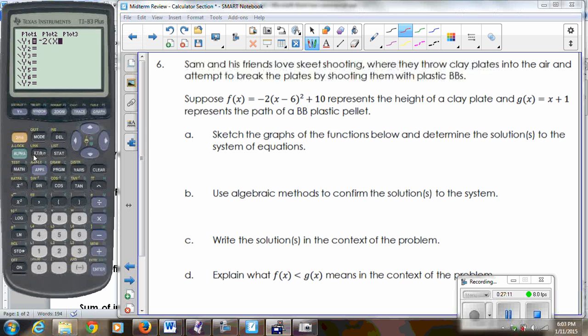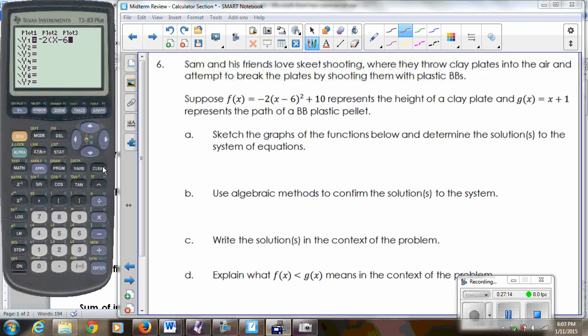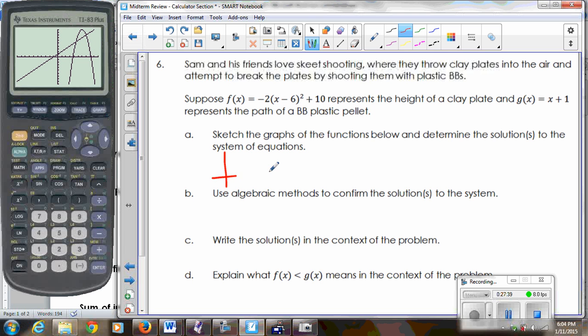We've got negative 2 times the quantity x minus 6, the quantity squared, plus 10. And then the other equation is just x plus 1. And again, I always start on the standard window, zoom 6, and then if I have to adjust it, I will. And actually, that works pretty well. I really only have to worry about this first quadrant, but whatever. I don't need to change my window. So there's the clay plate, and there is the BB.